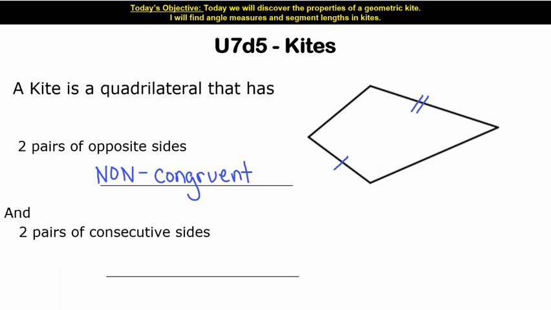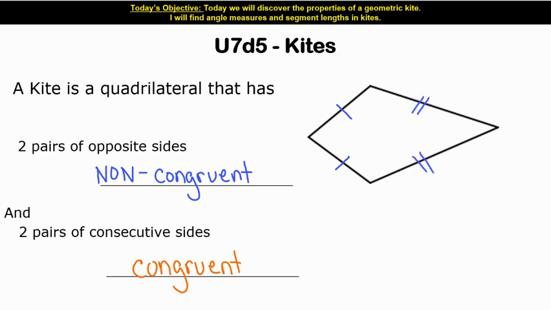And we're going to have 2 pairs of consecutive sides that are congruent. So these 2 sides that are consecutive, meaning they're 1 right after each other, they are the same exact length, but I have 2 pair, so these are also exactly the same length.